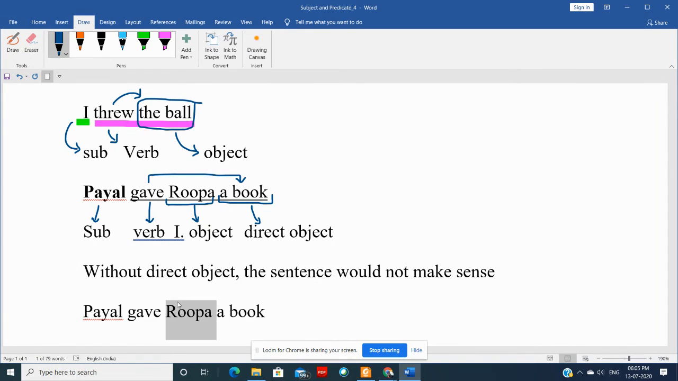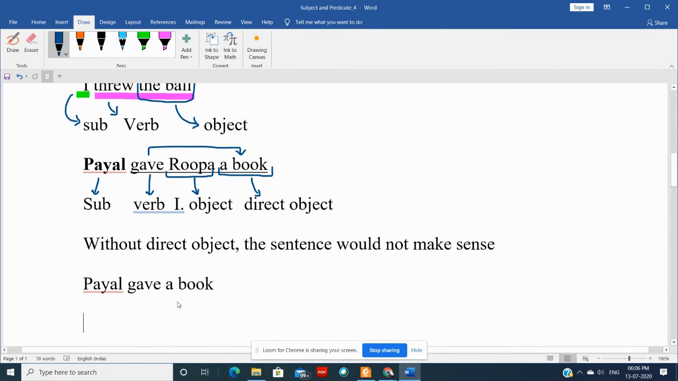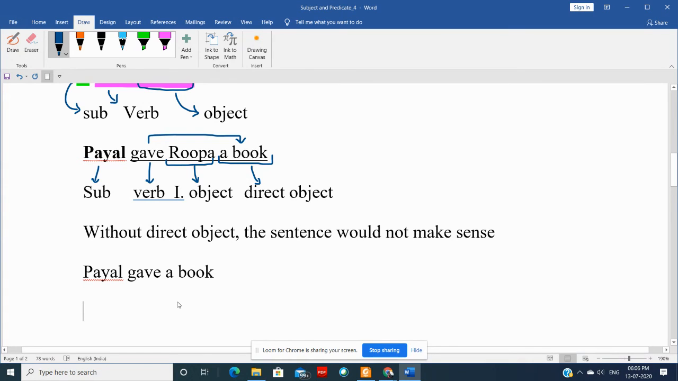But you can still ignore this word Rupa. If you just write like this, Payal gave a book, it's still making sense. However, not complete, but still, it's making sense. It's not a completely insensible sentence, okay? So what is the hint? Without direct object, a sentence cannot make sense. Without indirect object, the sentence can make sense, right? So this is how direct object is necessary. Now let's see one more example.